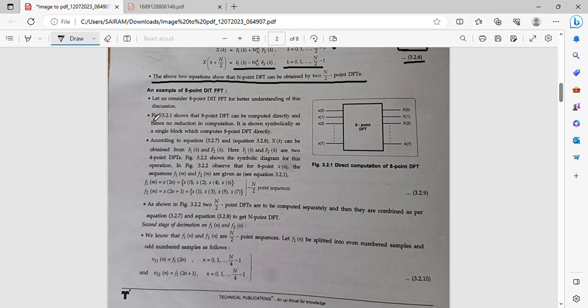In the last video, we understood two equations, and we said that those equations tell us that the N-point DFTs can be obtained by using N by 2 point DFTs, right? So now let's understand the 8 point DFT, as well as the 4 point and 2 point DFT, DIT-FFT, I'm sorry, right?